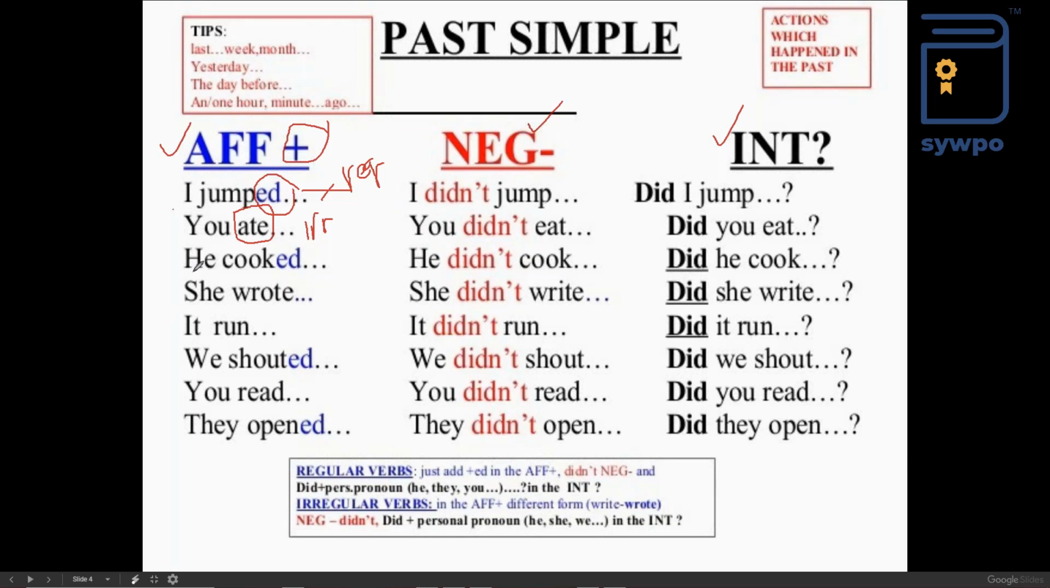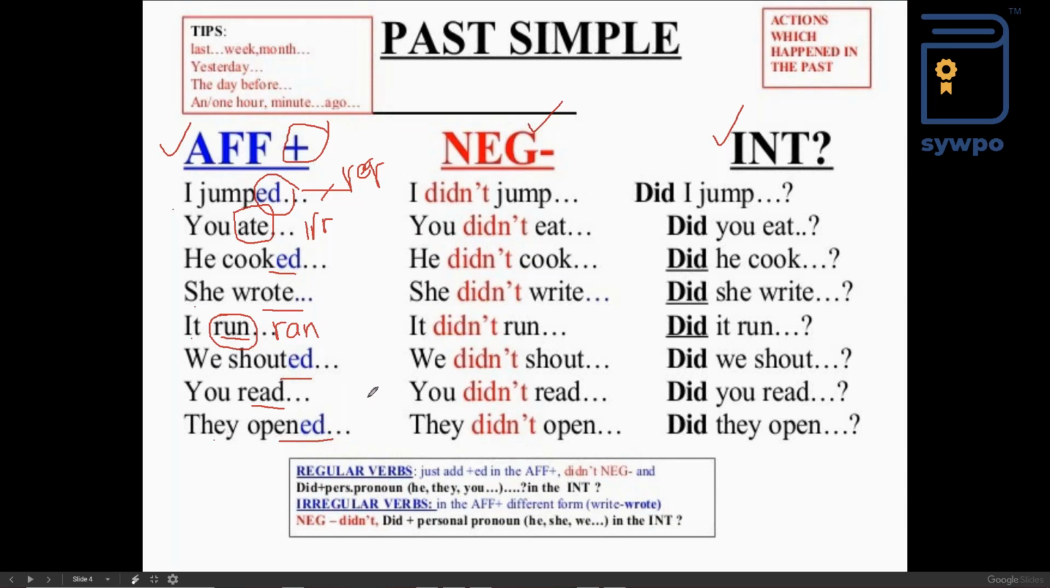Look at this next one. He cooked, she wrote, it ran, we shouted, you read, they opened. This one I think is wrong. It should be ran, because ran is the, what do you call, second form. So I jumped, you ate, he cooked, she wrote, it ran, we shouted, you read, they opened.